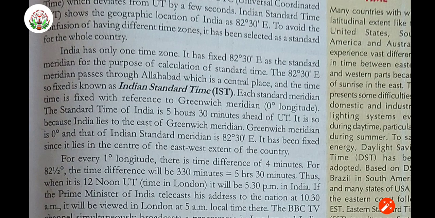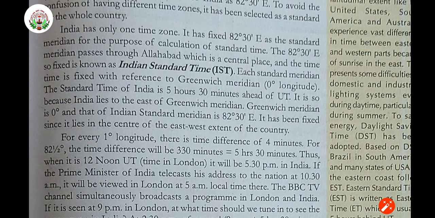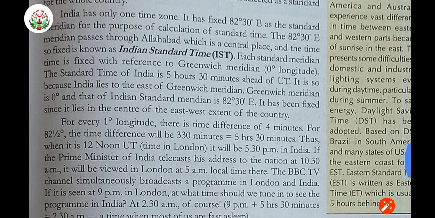Each standard meridian time is fixed with reference to Greenwich meridian, that is 0 degree longitude. Standard time of India is 5 hours 30 minutes ahead of universal time. What is the universal time? We are moving 5 hours 30 minutes ahead in comparison to the universal time. It is so because India lies to the east of Greenwich meridian. You have seen the Greenwich meridian. So India is lying on the east side, not on the west side.